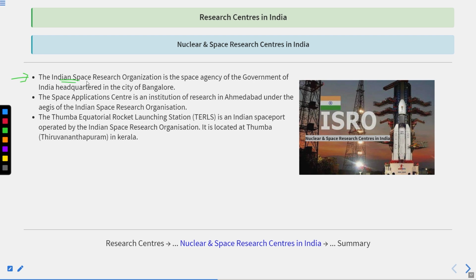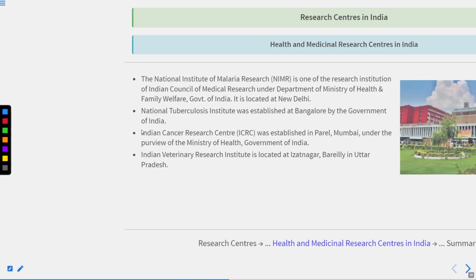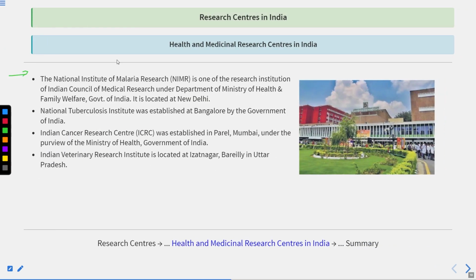The Indian Space Research Organization, space agency of the Government of India, headquartered in the city of Bangalore. Then the Space Application Center, Institution of Research in Ahmedabad, under the aegis of Indian Space Research Organization. The Thumba Equatorial Rocket Launching Station, TERLS. It is the Indian spaceport operated by the Indian Space Research Organization, located at Thumba, which is in Thiruvananthapuram in Kerala. Now the last, health and medical research centers.